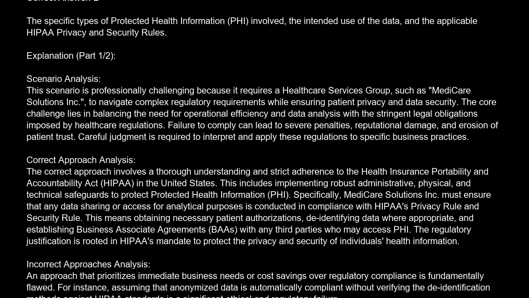This means obtaining necessary patient authorizations, de-identifying data where appropriate, and establishing business associate agreements, BAAs, with any third parties who may access PHI. The regulatory justification is rooted in HIPAA's mandate to protect the privacy and security of individuals' health information. Incorrect approaches analysis.